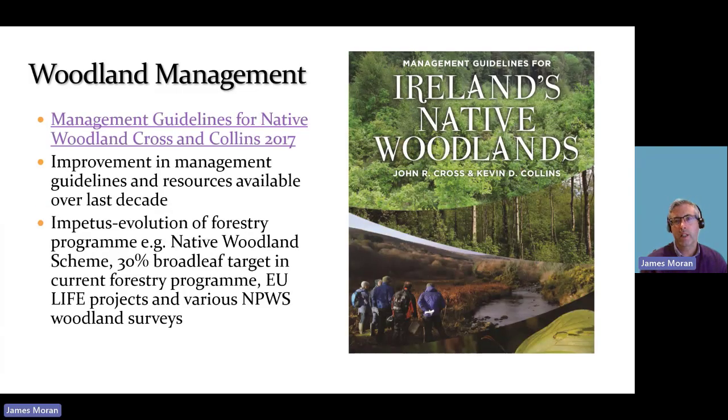The management of native woodland in Ireland is covered in detail by John Cross and Kevin Collins in this publication, which is available online by clicking the link in purple on the slide. There has been considerable improvement in management guidelines and resources available for native woodland management over the last decade or so, driven in particular by the availability of native woodland scheme grants. However, once native woodlands are established, there is little available monetary support or payments for the ecosystem services they provide. The Acres Woodland Scorecard, where woodland occurs within a larger agricultural parcel, recognises for the first time their value for nature, carbon and water services.